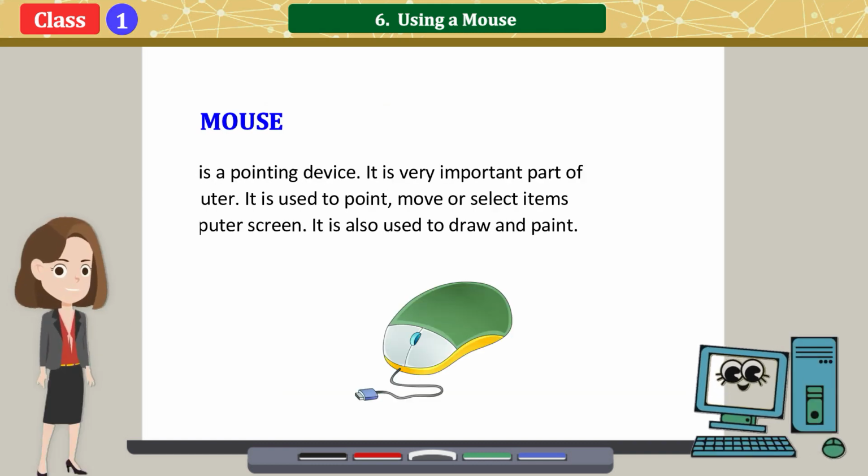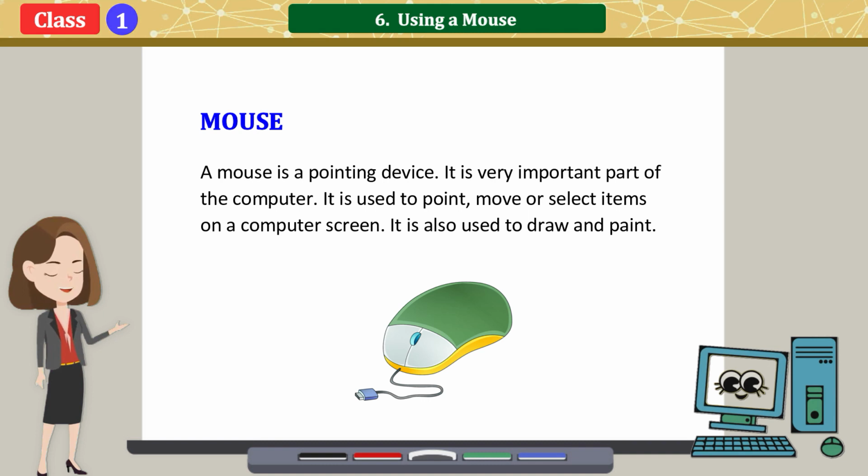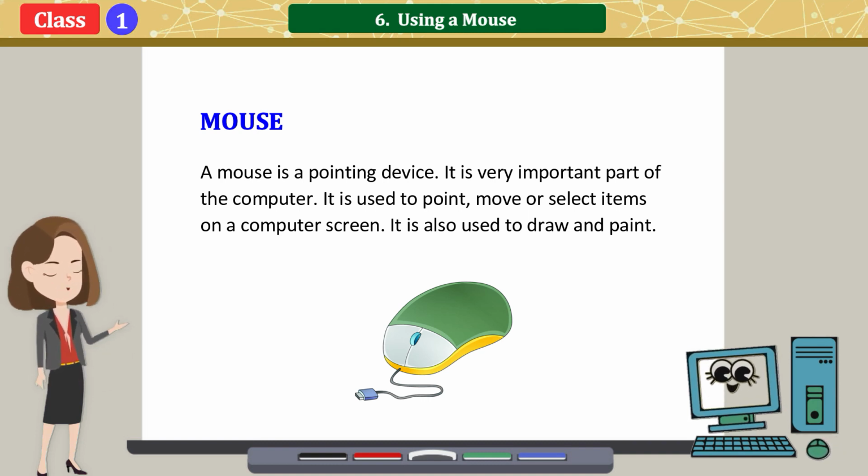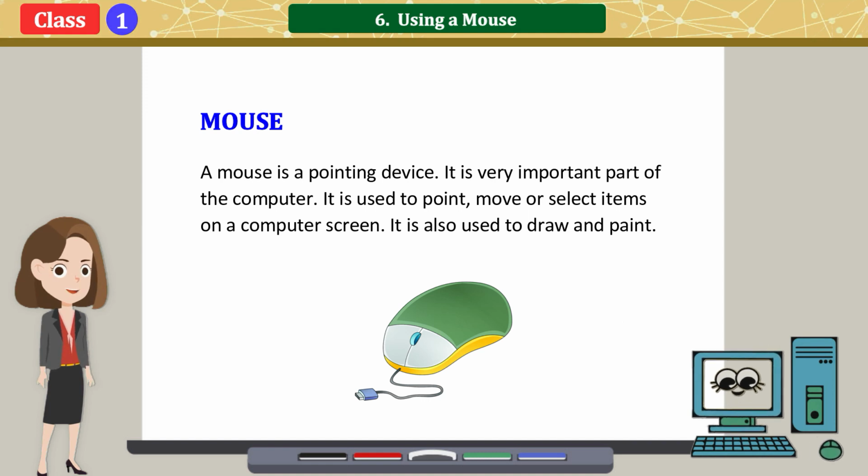Mouse. A mouse is a pointing device. It is very important part of the computer. It is used to point, move or select items on a computer screen. It is also used to draw and paint.